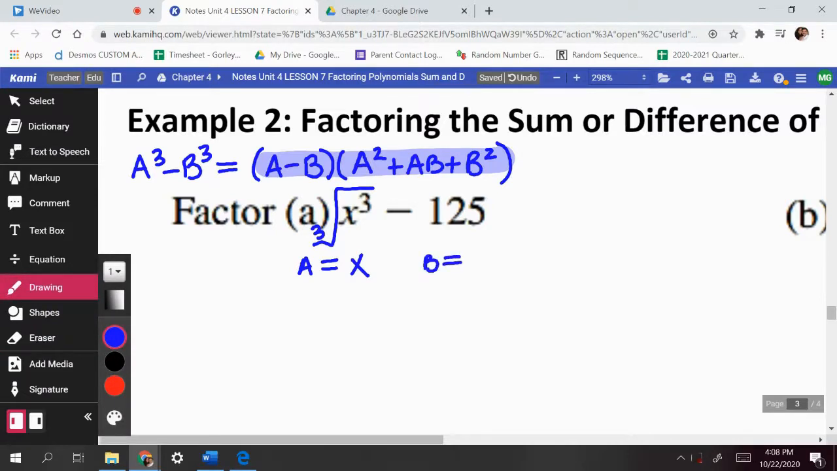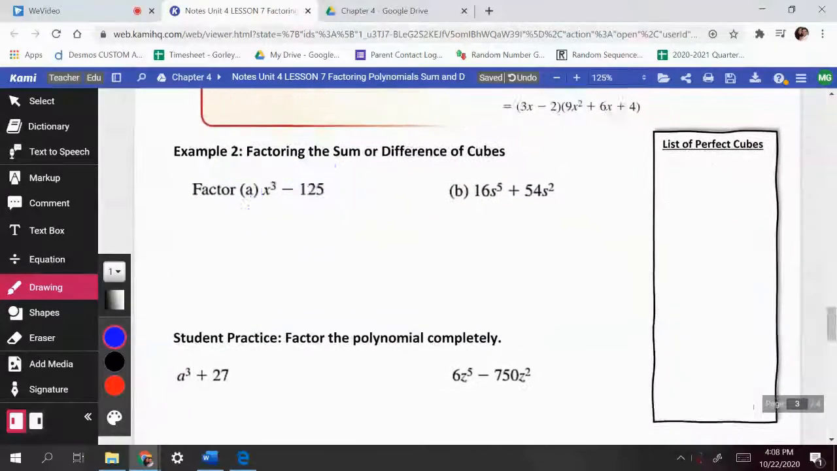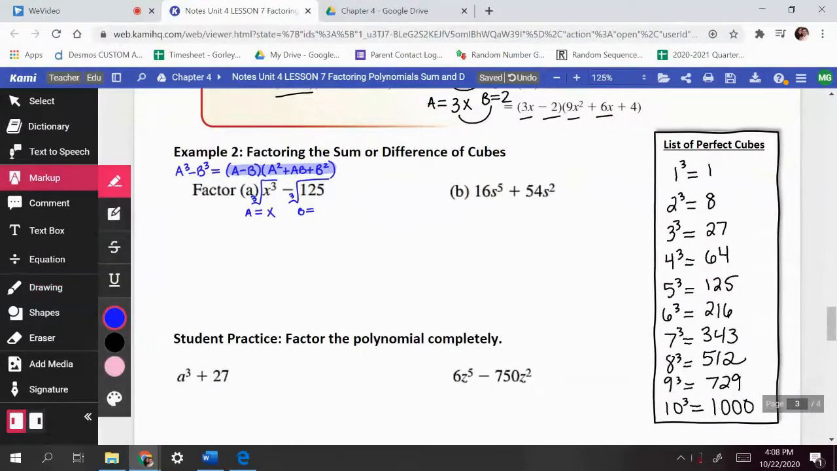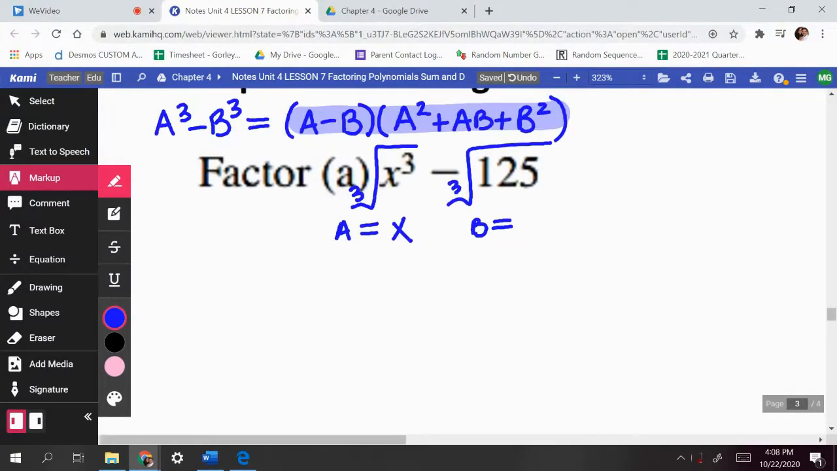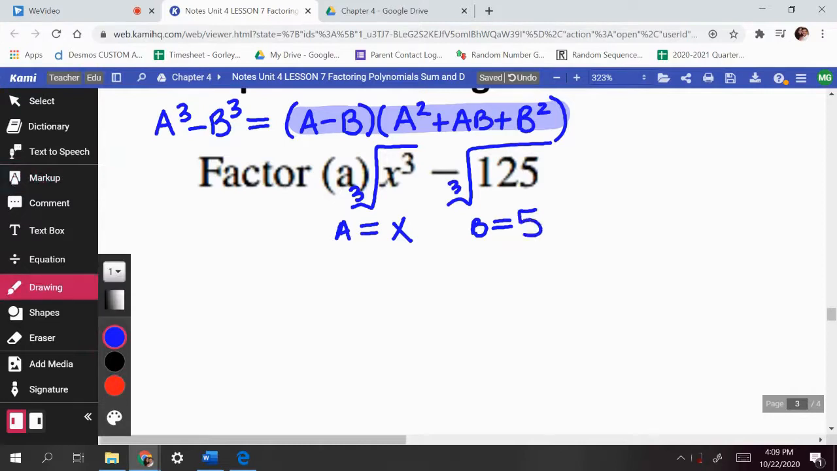And what is 125 a perfect cube of? Or what is the cube root of 125? If you're not sure, let's look at our list over here. What is 125 a perfect cube of? Looks like it's a perfect cube of 5. Okay, so I'm going to go back here and I'm going to say that this is a perfect cube of 5. All right, and then I'm going to plug in what I know.